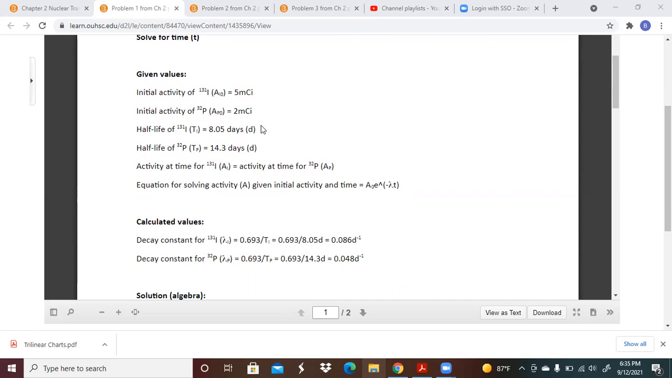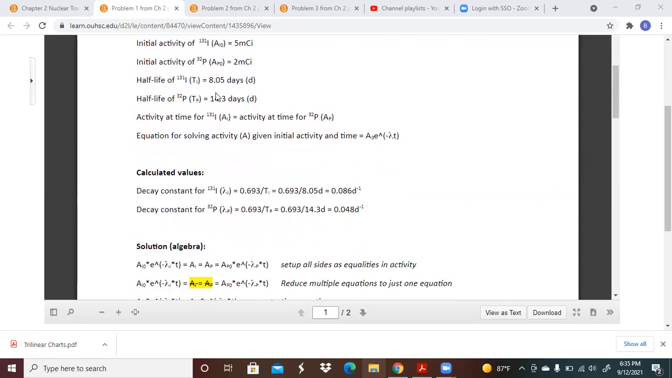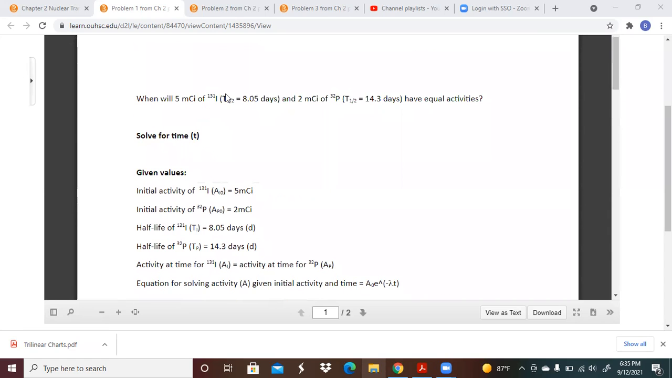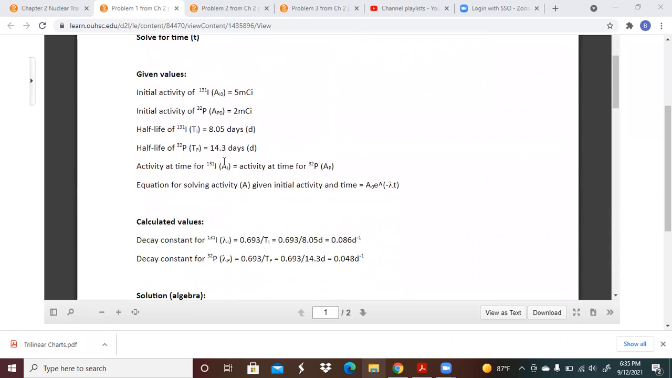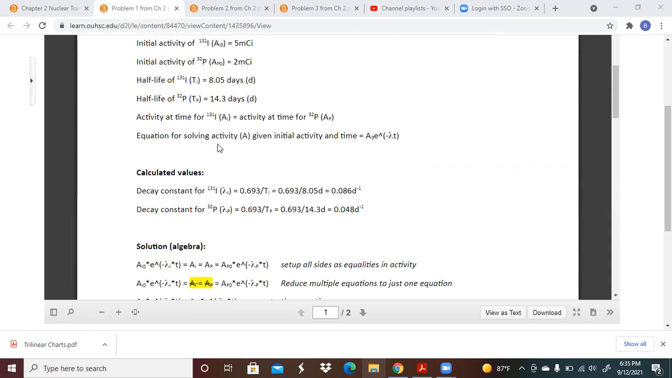For the phosphorus 32, it's 2 millicuries. And you can see the iodide initial activity and the phosphorus initial activity. You see the half-lives. We're going to symbolize the activity at this time t when they're equal to be represented with this. And then for phosphorus, it'll be this. In the equation for solving activity, given the initial activity, of course, it's going to be this particular equation. So A is equal to A naught e raised to the minus lambda times t.